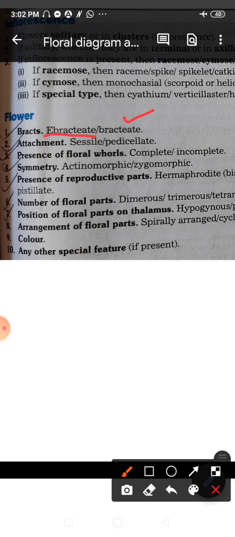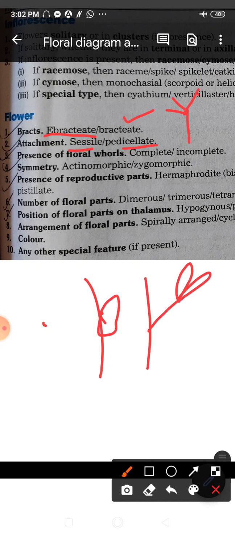Then whether the attachment of the flower is sessile, we discussed the term sessile, or whether it is pedicellate, attached with a pedicel, right? Either it is directly attached to the stem or it is attached with the help of a pedicel. Then comes the presence of the floral whorls. If all the four whorls are present, then the flower is said to be complete. And if any one whorl is absent, then the flower is incomplete, right?